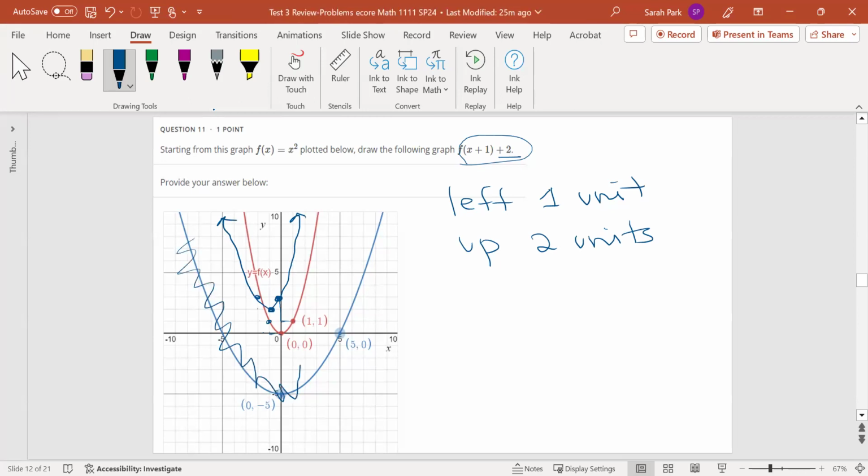So if you had moved this correctly, it would look like the graph that I drew on here. Just take each point, move it left 1 and up 2 units. And so the points would be at, so this would be at 0, 3, and this would be at -1, 2.